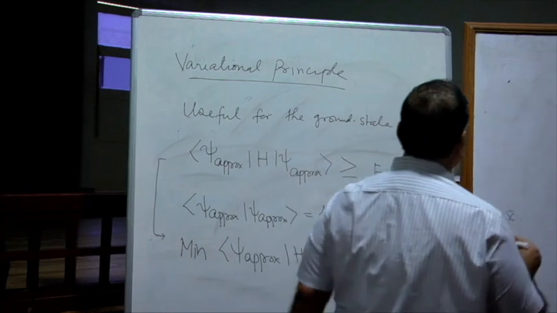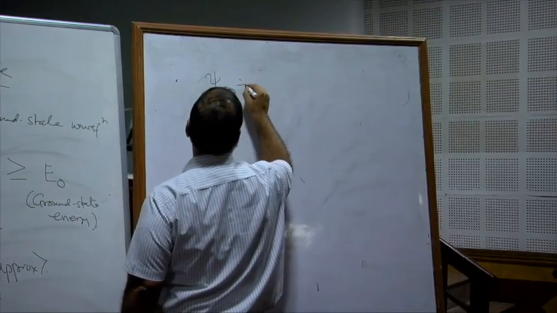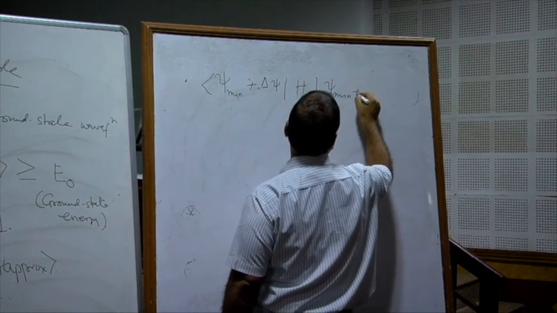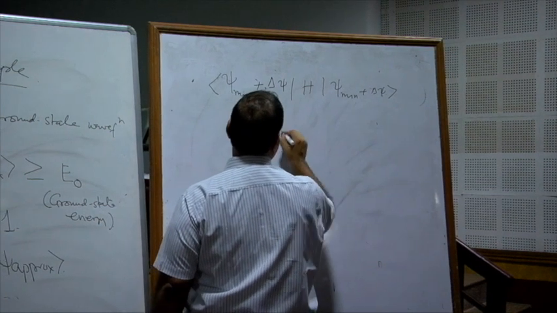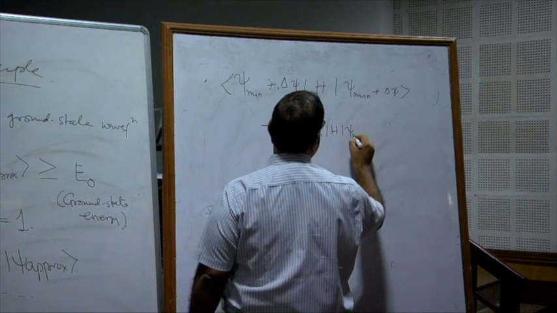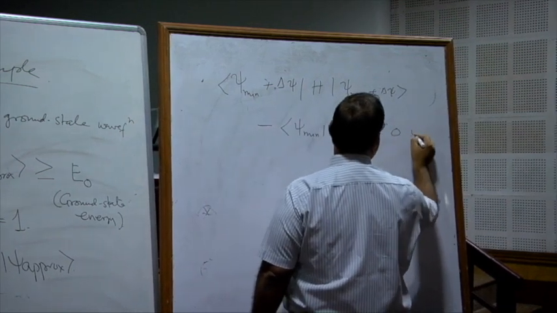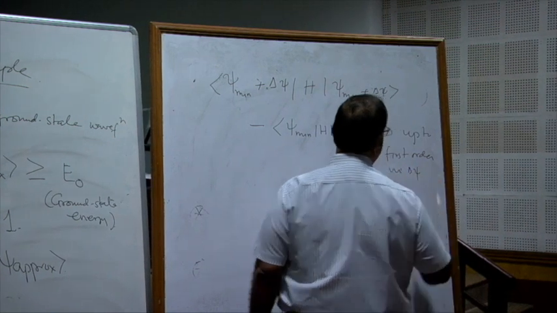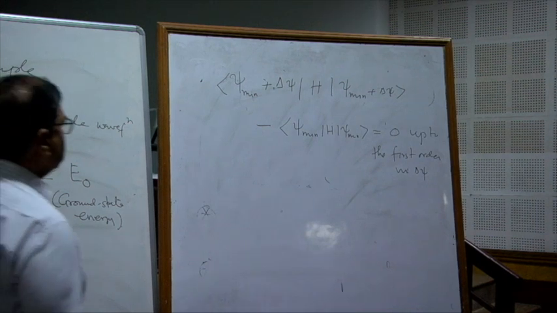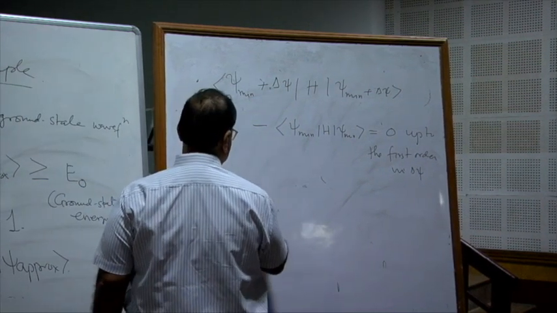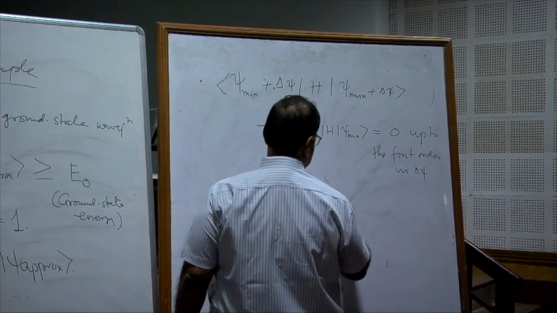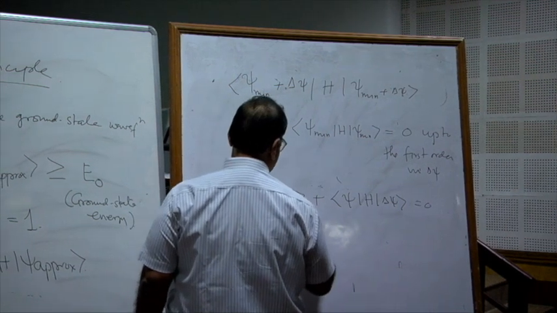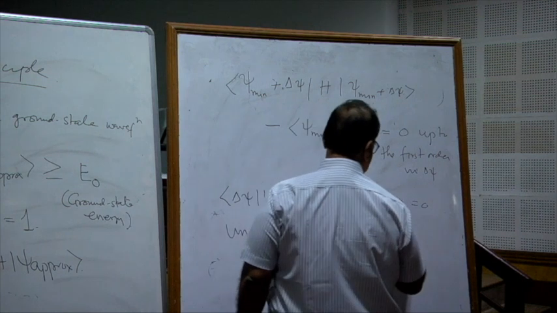If I take the minimum wave function, let me call that psi min, and then change it by some delta psi, and if I subtract the energy at psi min, it should be 0 up to first order in delta psi. Second order will be positive because it has to go up. It's the minimum. Right? So up to first order, this becomes delta psi H psi plus psi H delta psi. And I want this to be 0 under the condition that psi is normalized.